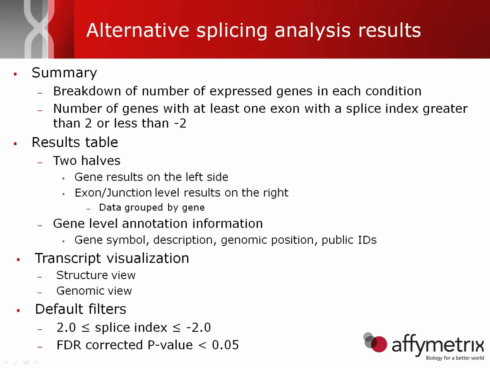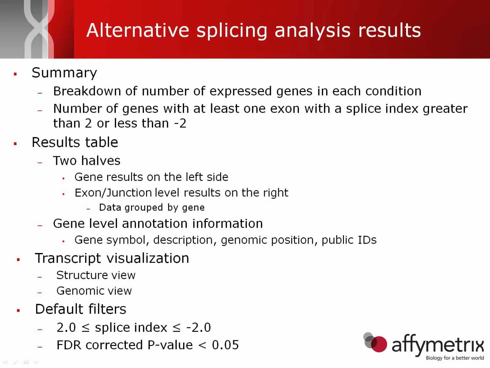The alternative splicing results are broken up into three main pieces. There's a summary page, which consists of the breakdown of the number of expressed genes in each condition and the number of genes with an exon or probe selection region, also called the PSR, with a splice index of greater than 2 or less than -2, which basically corresponds to a two-fold change.